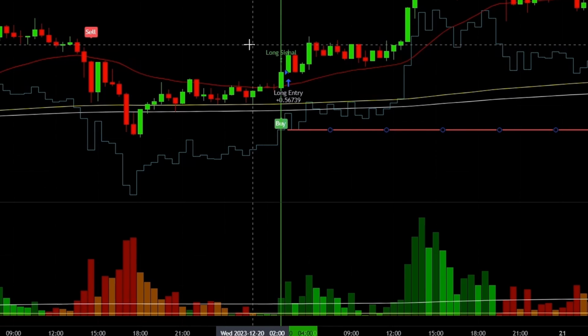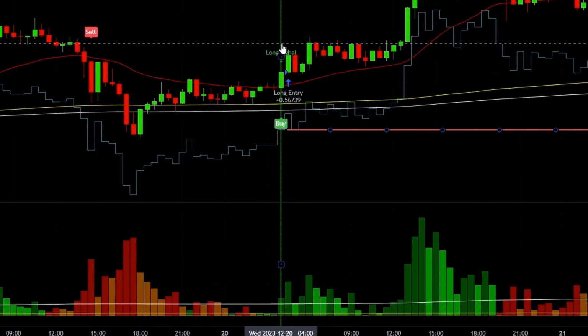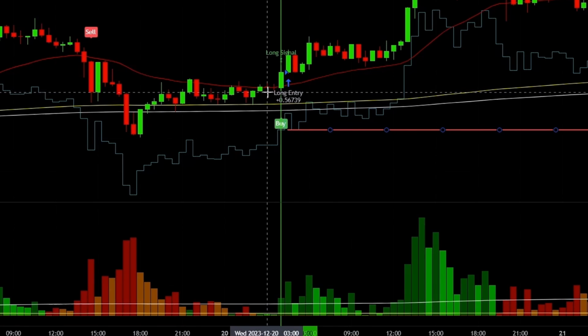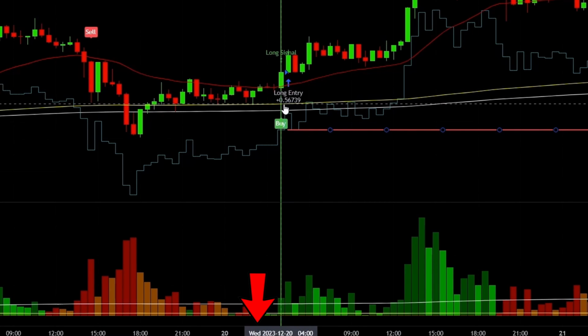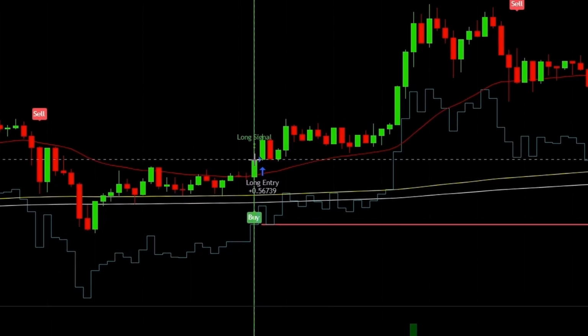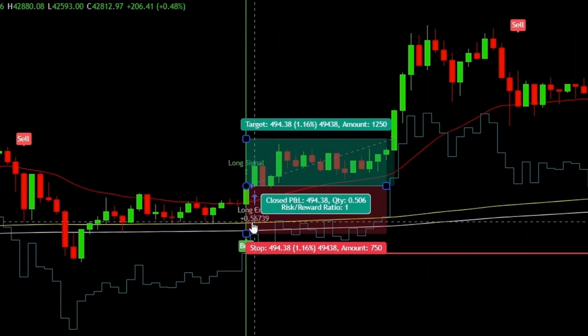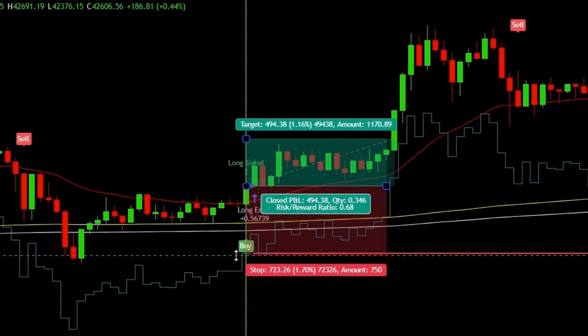But there is one extra rule. With this strategy, and with most of my other crypto strategies, I don't recommend trading on Saturdays and Sundays. 90% of the time I found that trading on the weekends leads to more losing trades than winning trades. So with this strategy we will use that same exact rule. As you can see, this entry signal occurred on Wednesday, so not on the weekend. Entry level will be at the close of the signal candle or at the open of the next candle. Stop loss will be placed at the NNFX ATR indicator, right there.